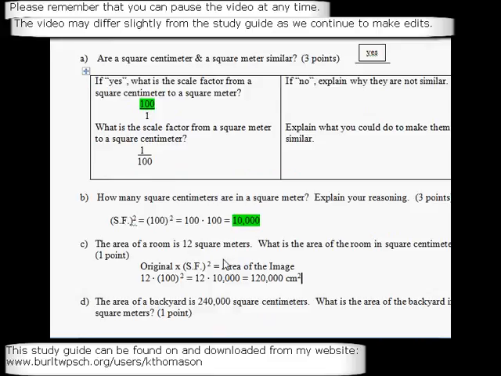Okay, so that's how we got our answer here. It's really the same thing. It's how many copies. This tells you the copies, but we had to multiply it by the original area to find out the new area, or the area of the image.